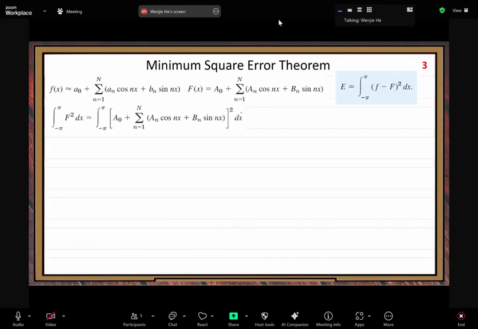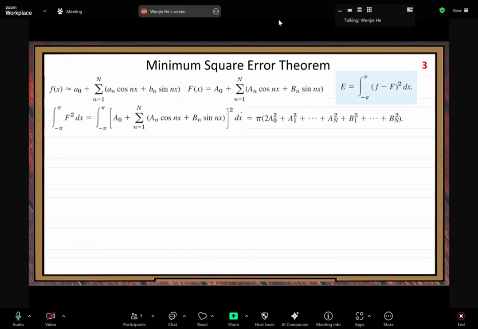You may get scared to do the calculation of this one, the expansion and square. But just think about it: you have many square terms, and other than the square terms, you have many cross terms. The cross terms' integrals are all 0, all gone, by the orthogonality property. You only keep the square terms. Not that bad.